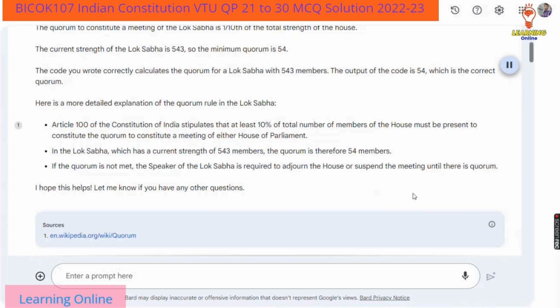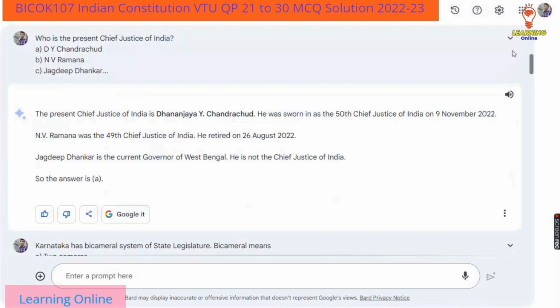If the quorum is not met, the Speaker of the Lok Sabha is required to adjourn the House or suspend the meeting until there is quorum. I hope this helps. Let me know if you have any other questions.